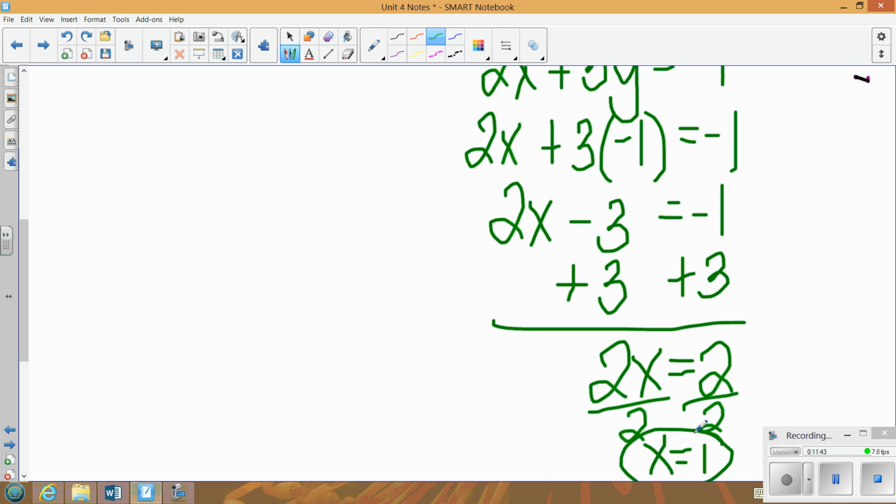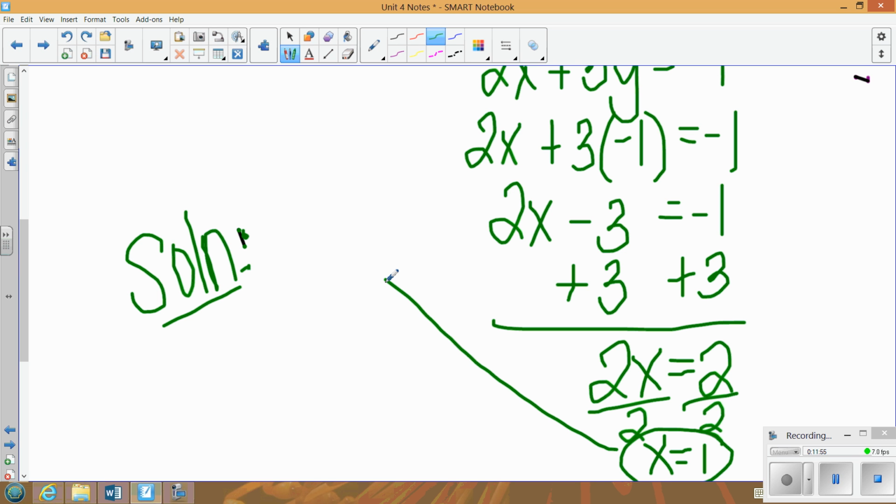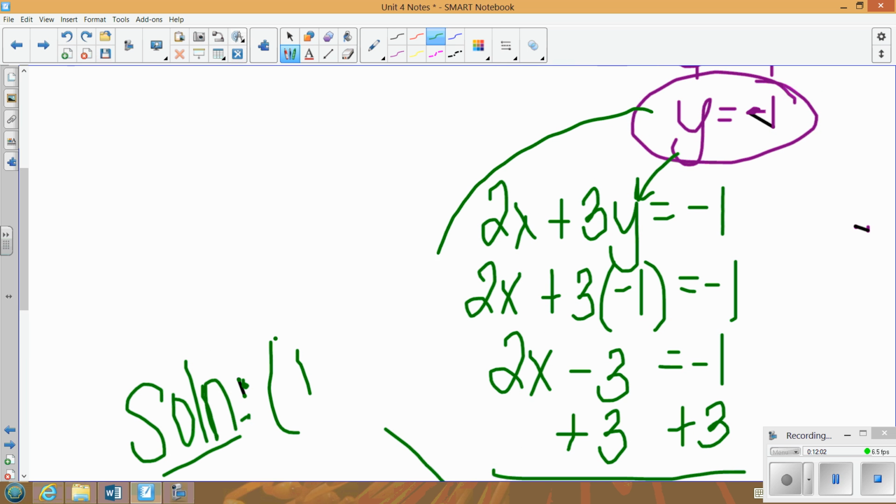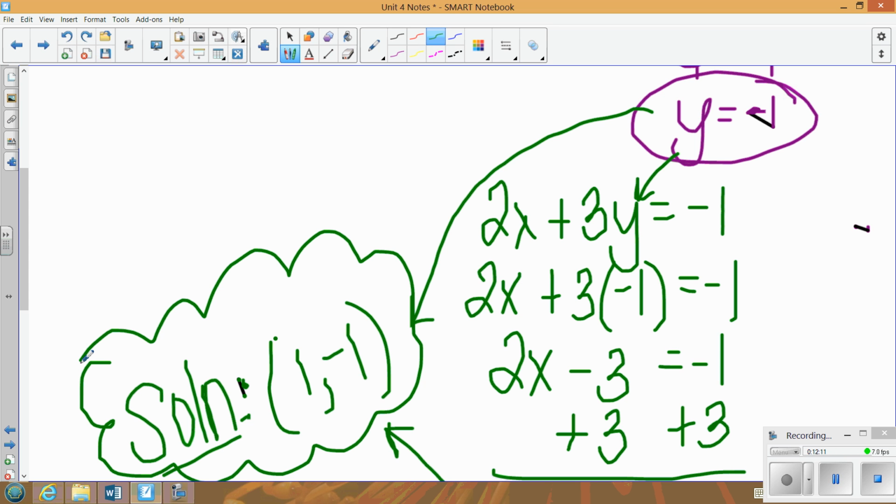So notice here I solved for y first and then I found x. So my solution, make sure that you're writing it as an x comma y. So my x is going to be the 1. And my y is negative 1. So 1 comma negative 1. Make sure you're doing x comma y, even though we solved for y first. And again, check your solution, make sure it actually works. Let's just look at a couple more.